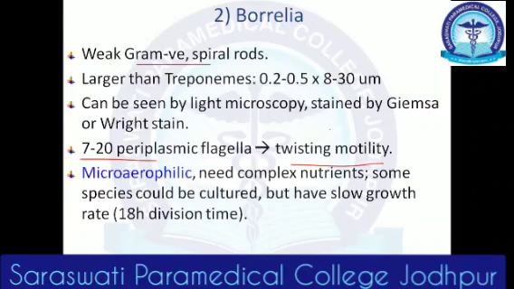Now, they can easily be seen by light microscopy, whereas Treponema cannot be visualized through light microscopy. But we have to stain Borrelia with a different technique, called Giemsa or Wright staining, instead of gram staining, as they are still gram negative but we cannot stain them using the gram stain. We have to stain them using Giemsa or Wright staining.